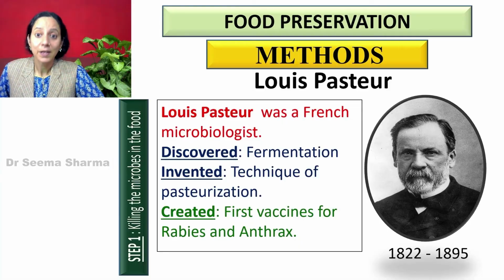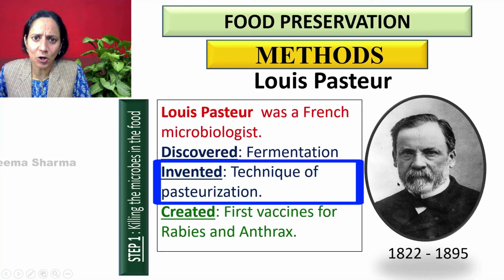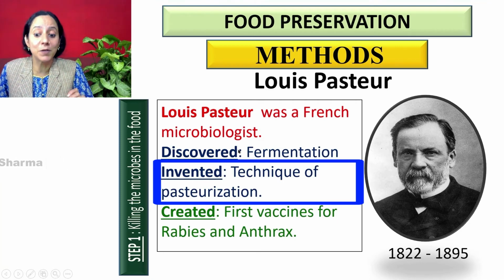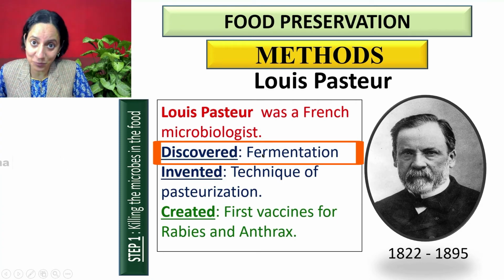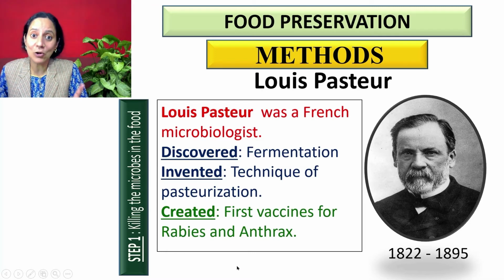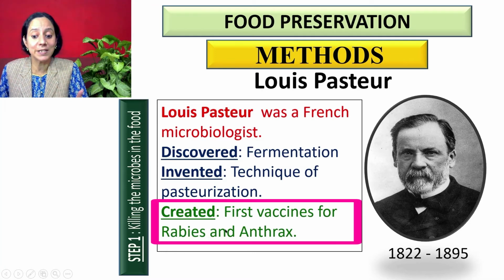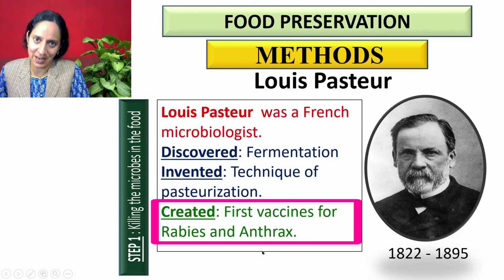Louis Pasteur was a French microbiologist. He not only discovered the technique of pasteurization, but he discovered the process of fermentation for the first time, and he is also credited for creating the first vaccine for rabies and anthrax.